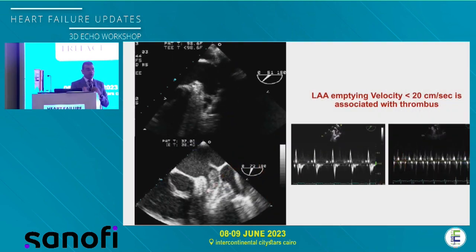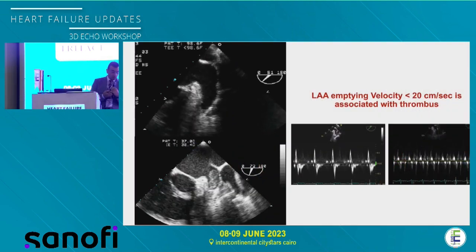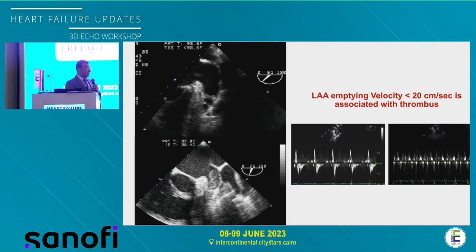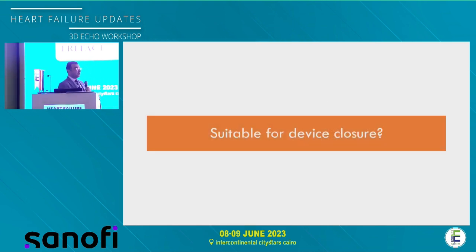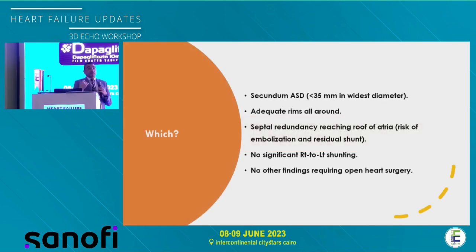before planning the closure device for the ASD, you look for the left atrial appendage thrombus and the left atrial imaging capacity. If you have a thrombus, this is a contraindication to putting the device. So after all of these data, you will ask yourself a question. Is this defect suitable for device closure or not? Which defect should you close?